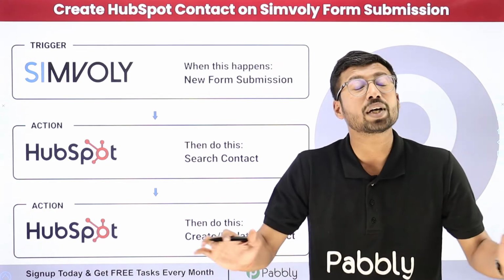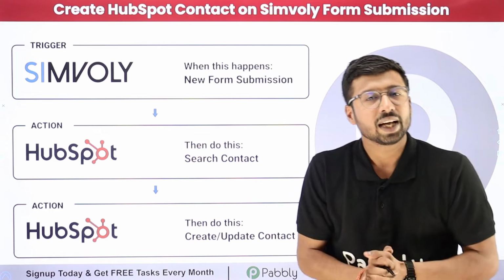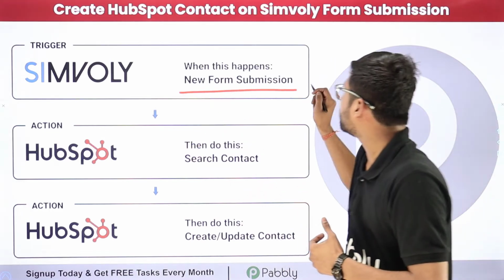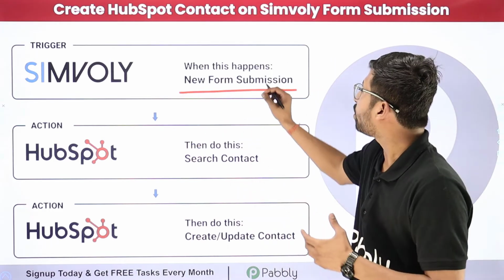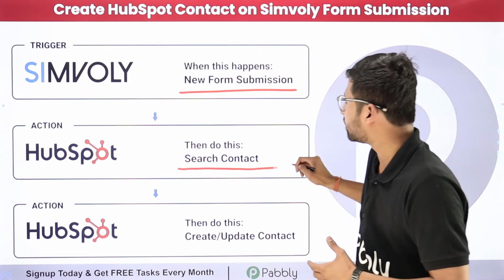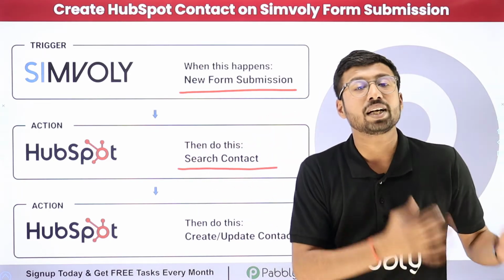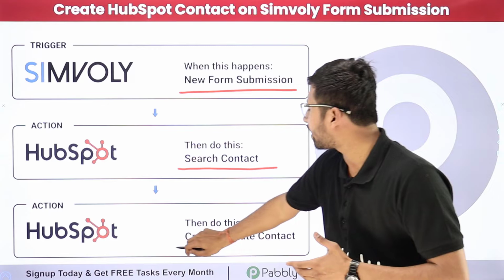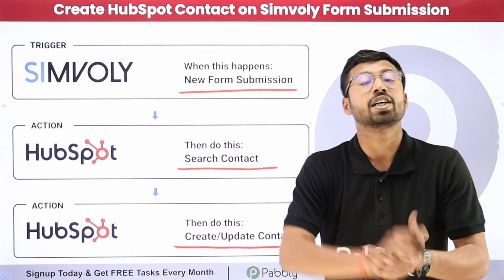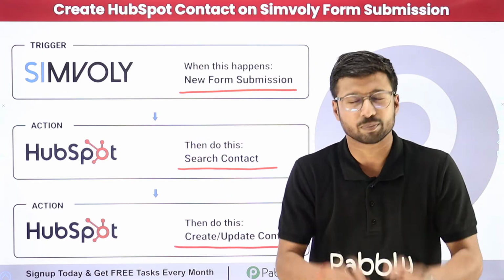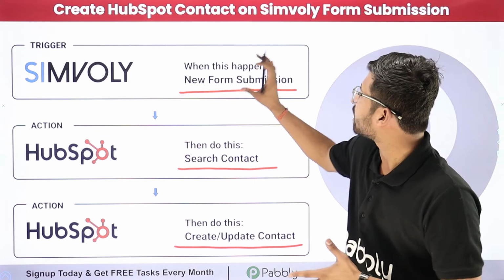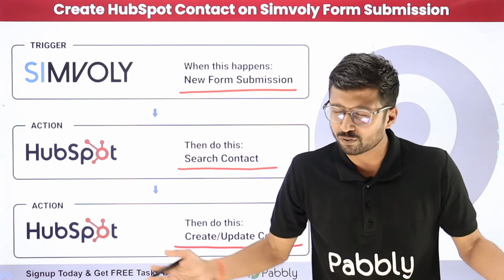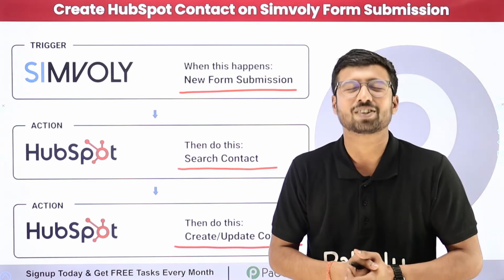So let me tell you, you can completely automate this process. In this automation, as we receive a new form submission, automatically we are going to search for the same details in our HubSpot CRM. After that, if the contact does exist, then we are going to update the contact details, or else we are going to create a new contact in our HubSpot CRM. Now, if you want to learn how you can set up this complete automation all by yourself, you just have to come with me to my screen.